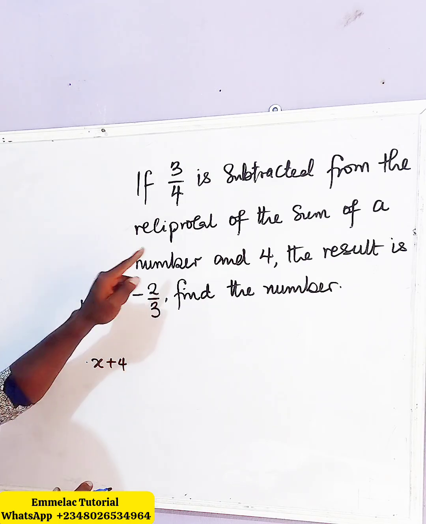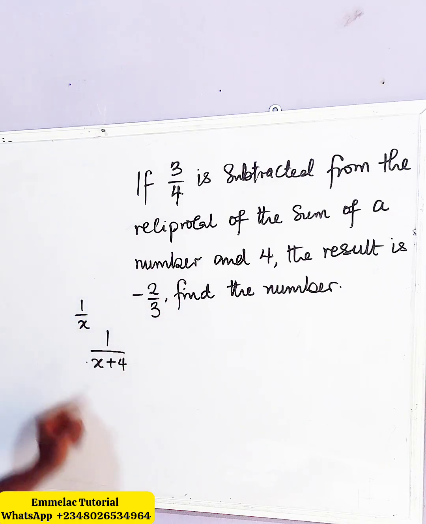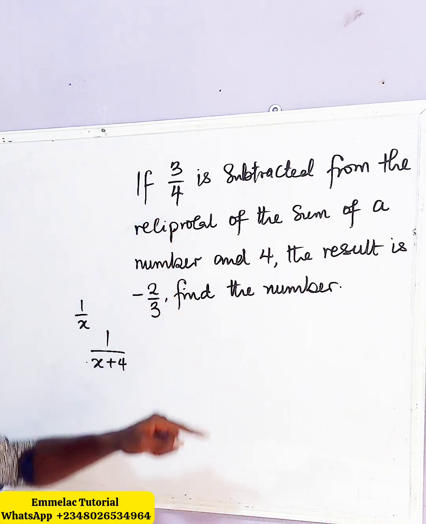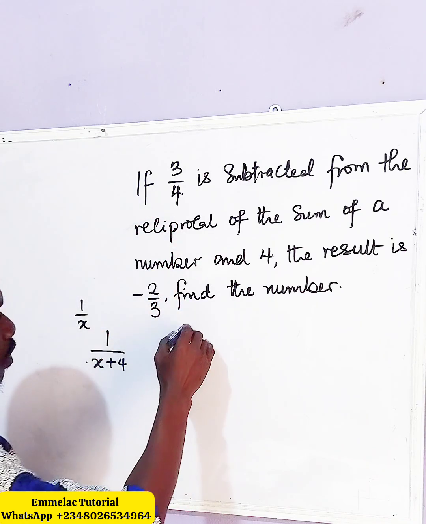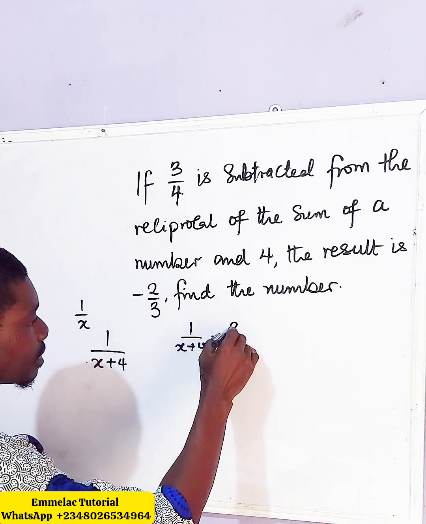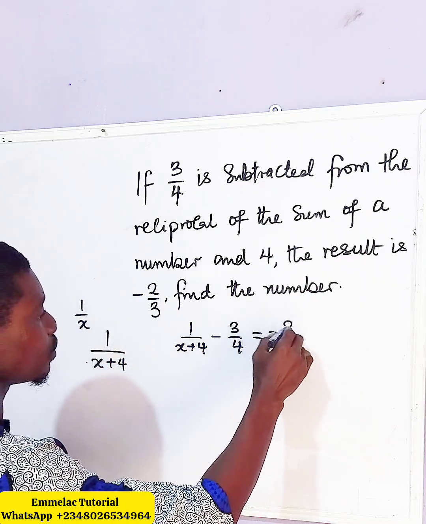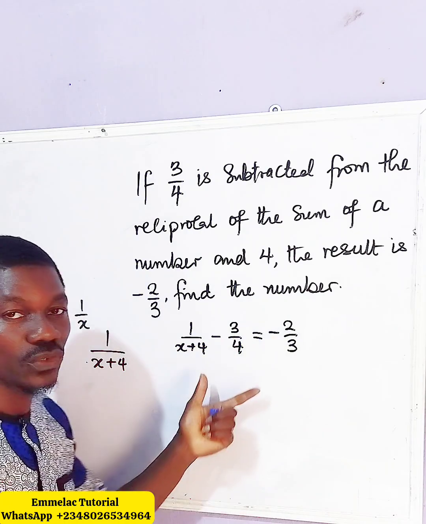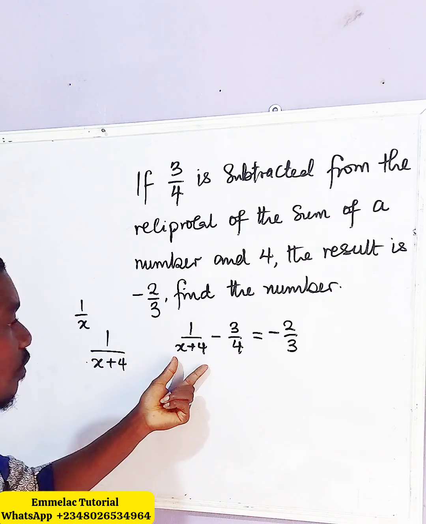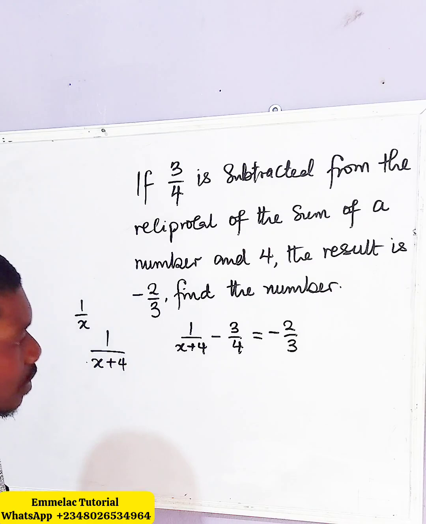The reciprocal will now be 1 over x plus 4. Now this is subtracted from, so which means 1 all over x plus 4 minus 3 all over 4. Now the answer is negative 2 all over 3. So this is the equation that represents this word problem. We are told to find x.